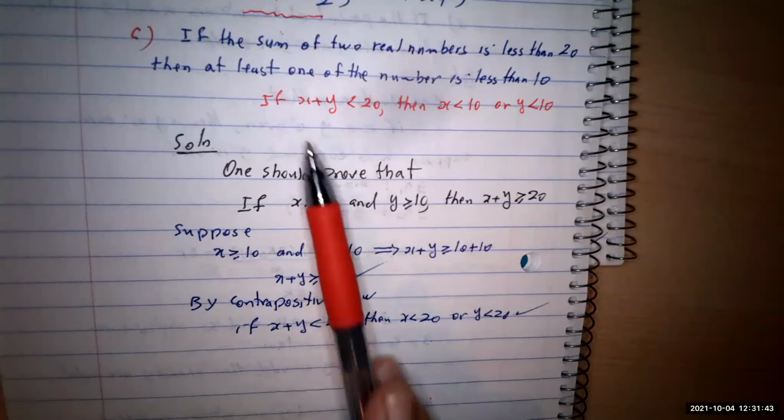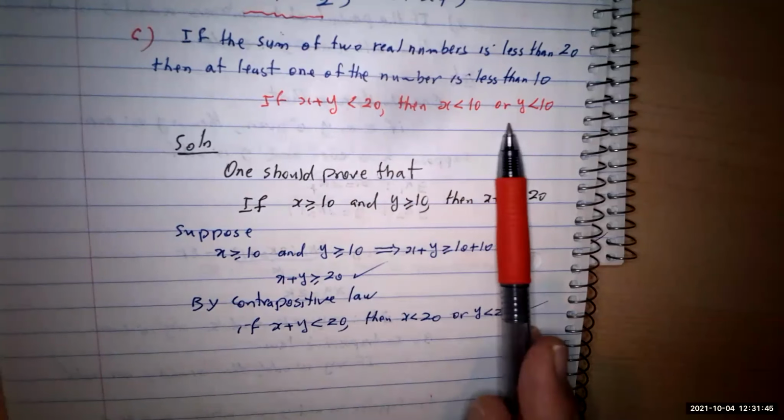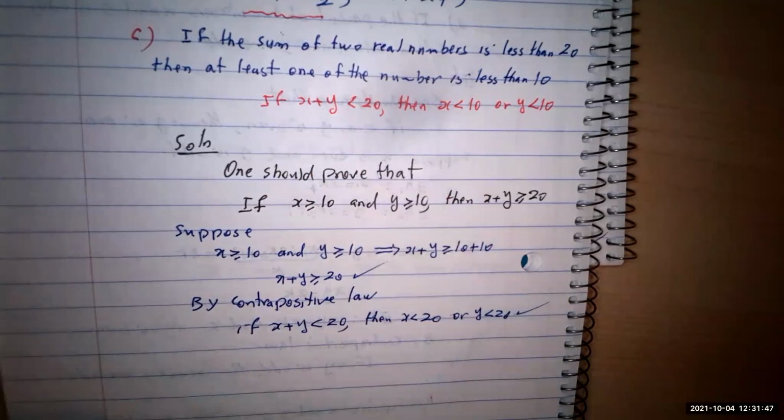So the important part is how we're going to translate it, how you change it to that. At least means just either, just one of them, at least one, okay? So that is part C. This is the one I talked about. I gave it in the test.